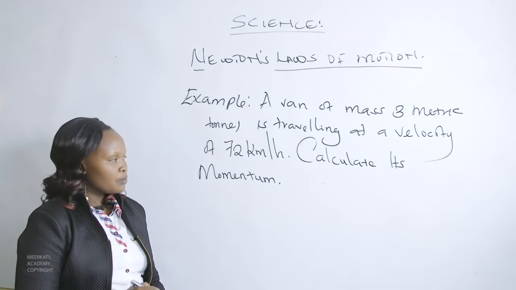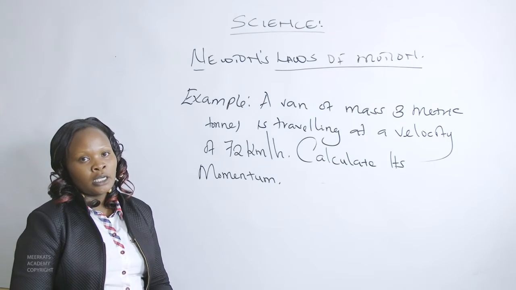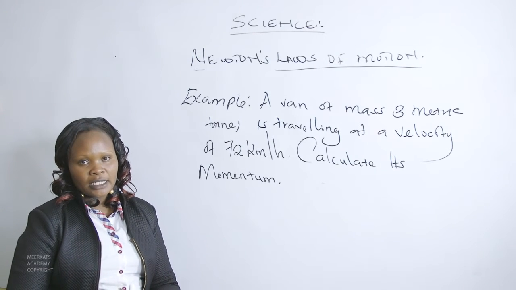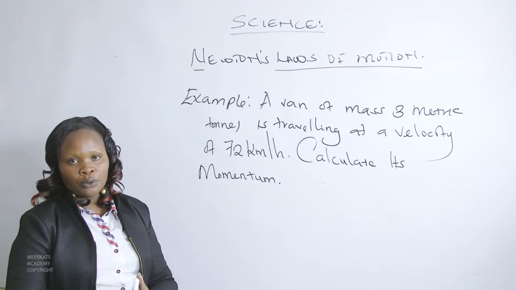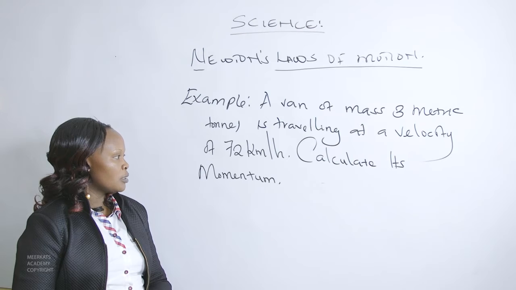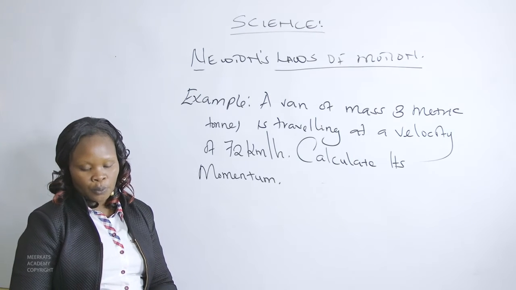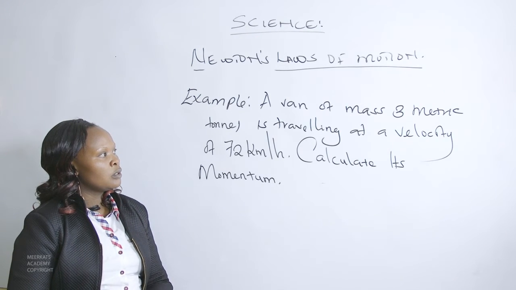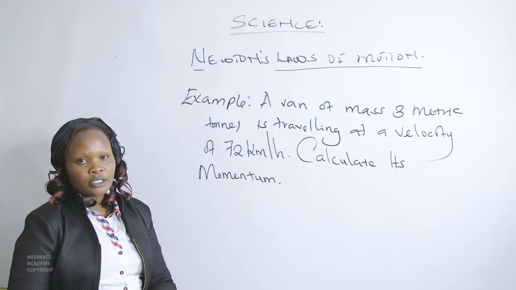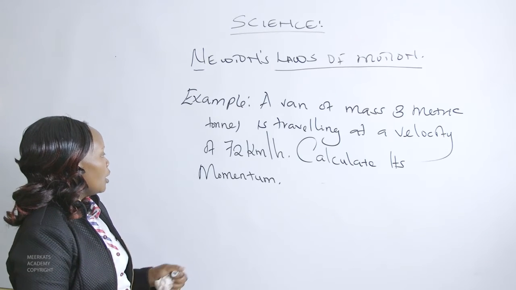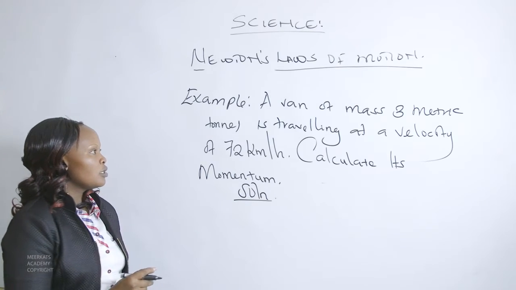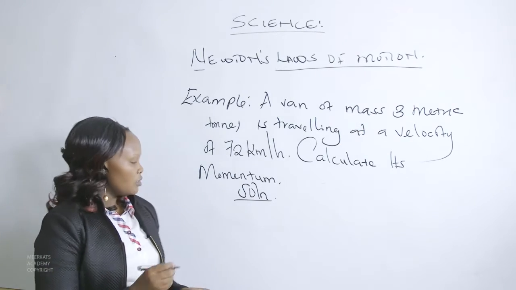Now the question reads, a van of mass 3 metric tons is traveling at a velocity of 72 kilometers per hour. So we are supposed to get the momentum of that vehicle. We are supposed to apply the formula to get the momentum of that vehicle. Now, first we look at what the question provides.